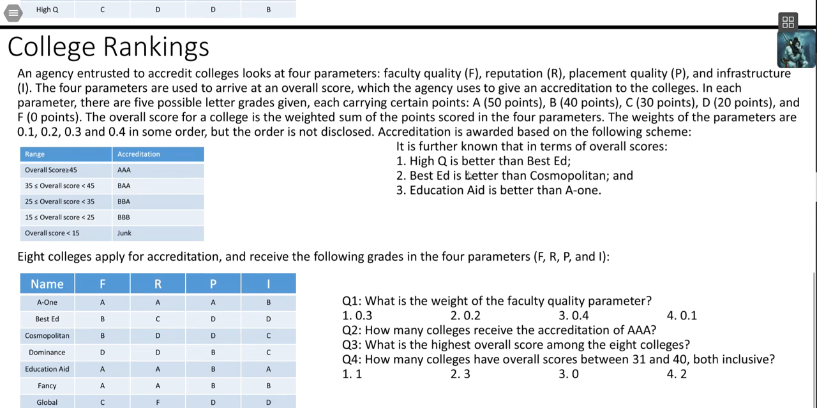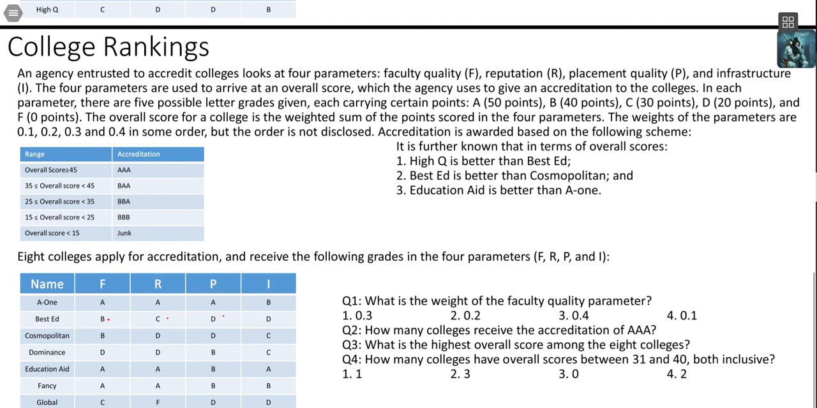We were told that High Q is better than Bested. Look at High Q. You have a B here, you have a C here, a C here, a D here, a D here, a D here. So whatever weightage is there, P is not causing a difference between High Q and Bested. You have a D here, you have a B here. The only parameter in which High Q is winning against Bested is I.